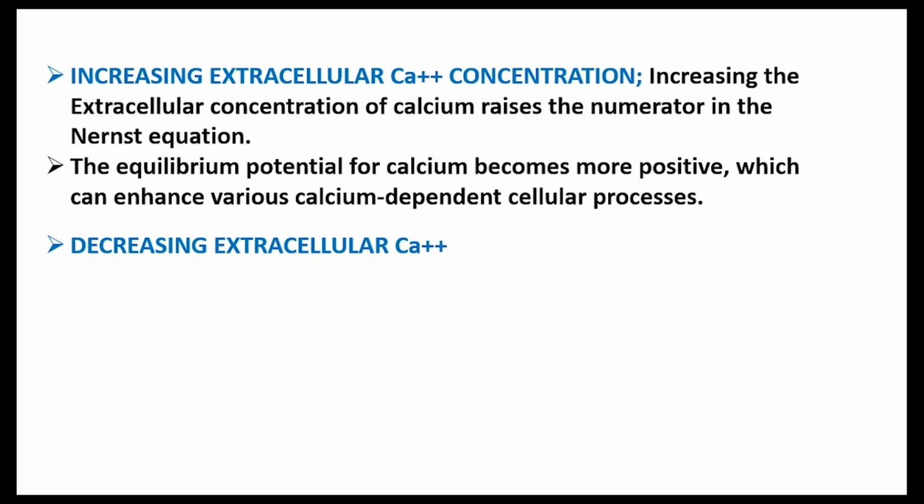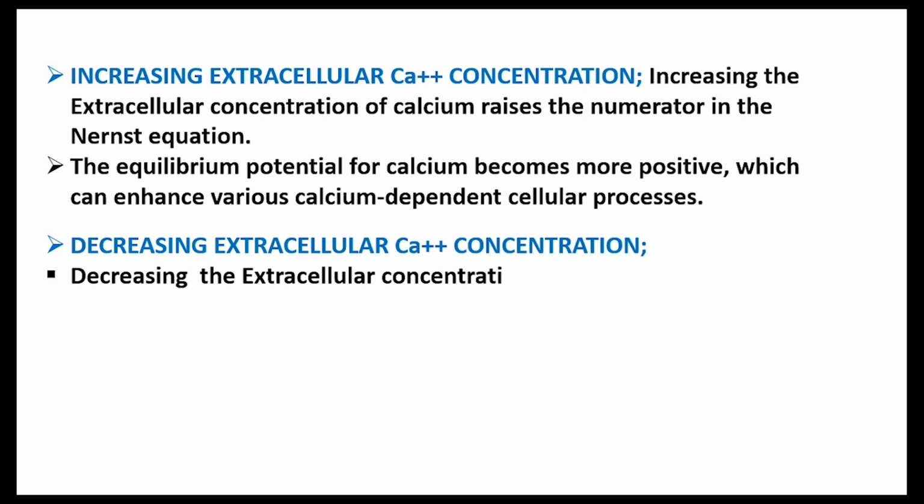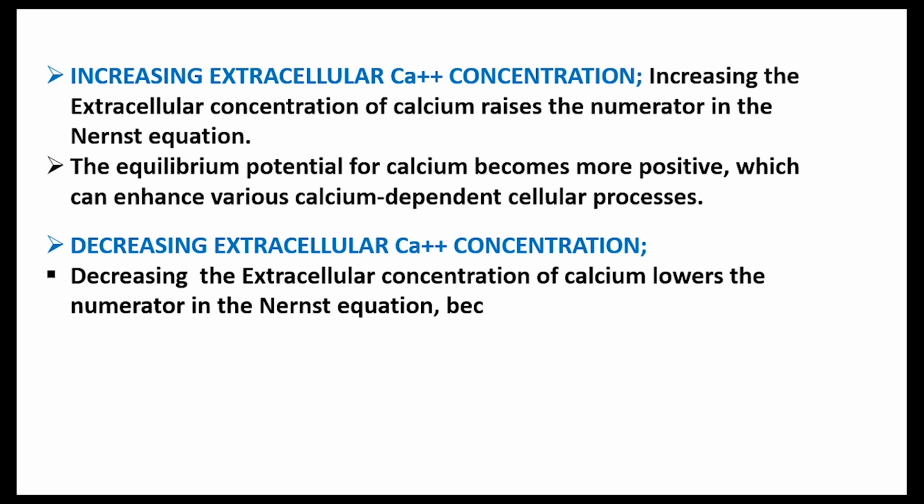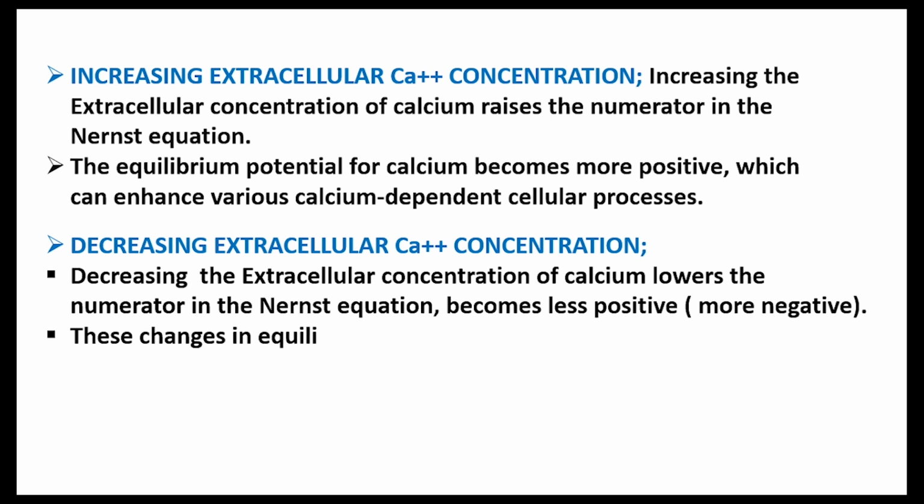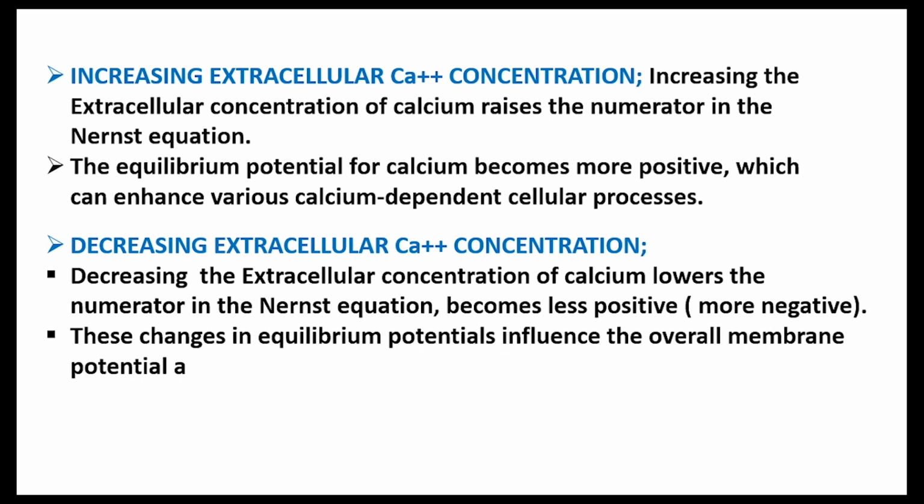Decreasing extracellular calcium concentration. Decreasing the extracellular concentration of calcium lowers the numerator in the Nernst equation, so it becomes less positive, more negative. These changes in equilibrium potentials influence the overall membrane potential and can affect cell excitability and function.